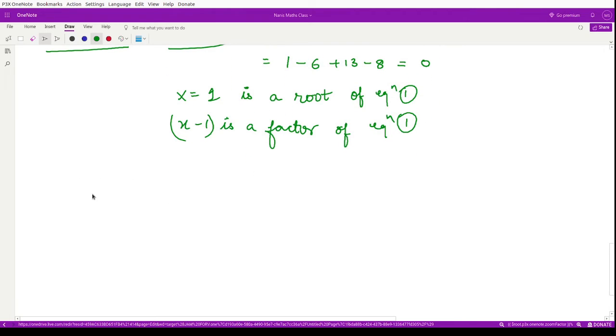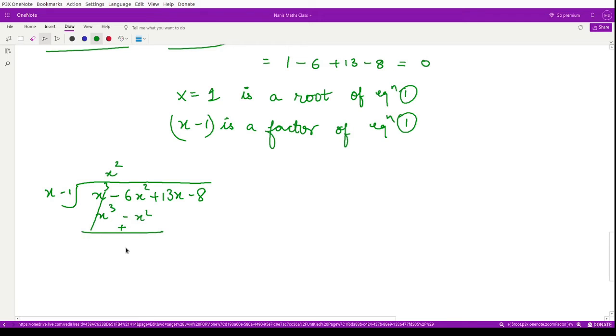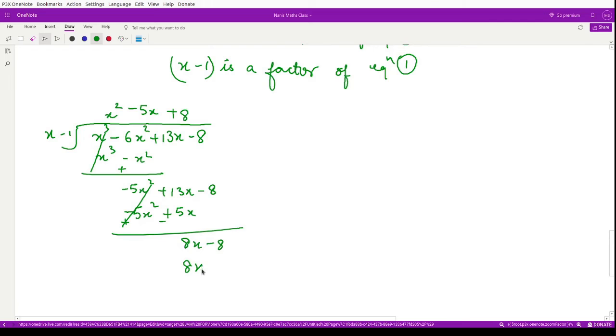So we may divide this x cube minus 6x square plus 13x minus 8 by x minus 1. So you know this procedure of dividing. So it is x square first. So you have x cube minus x square, so that these terms cancel out, and you have minus 5x square plus 13x minus 8, and then you have minus 5x here multiplied by minus 5. So you have minus 5x square plus 5x, right? So this plus this negative. So then you have 8x minus 8. So finally it is plus 8, right? So it gives you the remainder as 0.